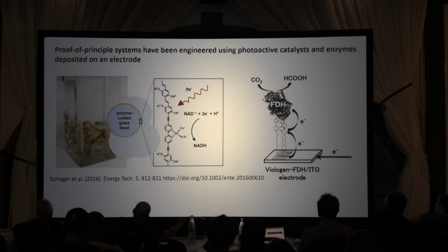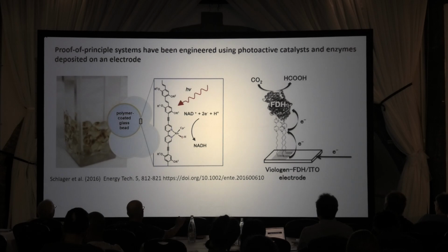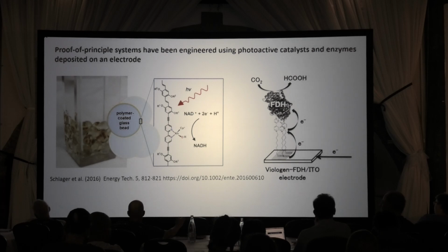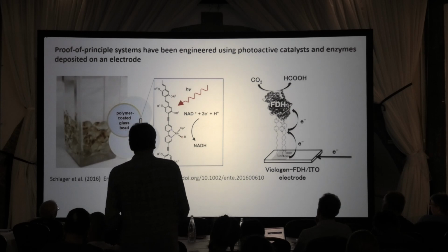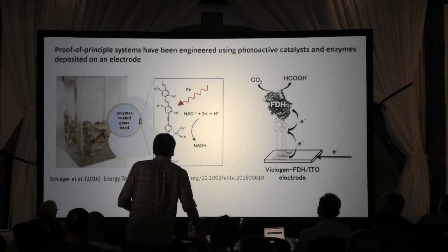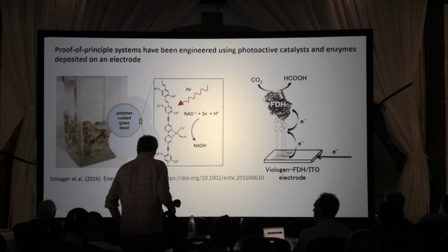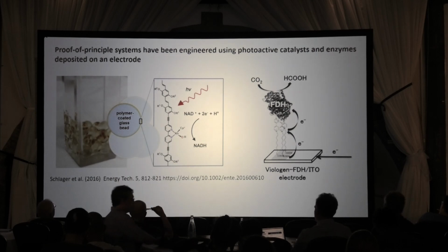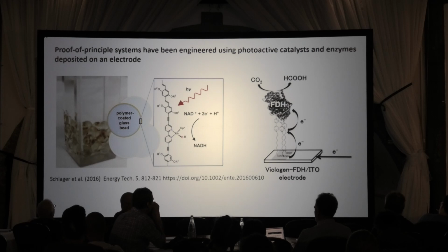There are attempts in chemical industry or driven by physical chemistry research. One example is this light-driven reduction of NAD to NADH, which can be done on glass beads, or this formate dehydrogenase being reduced by electron flux from electrodes, electrically driven essentially to reduce CO2 into formate. So that's the first step in the conversion. So this has been realized already, so we do have some competition.